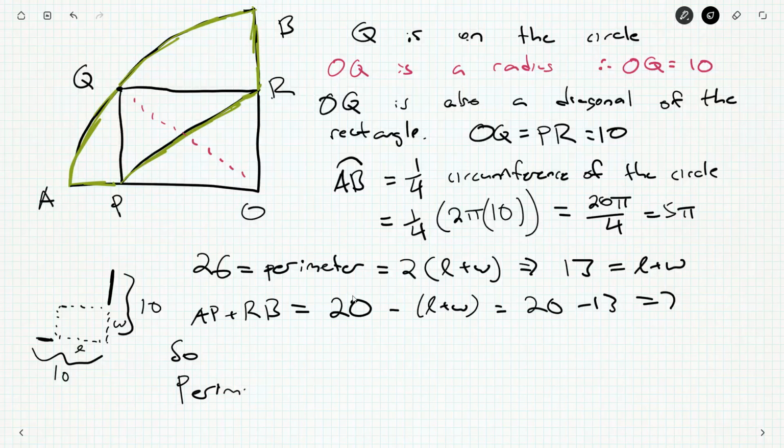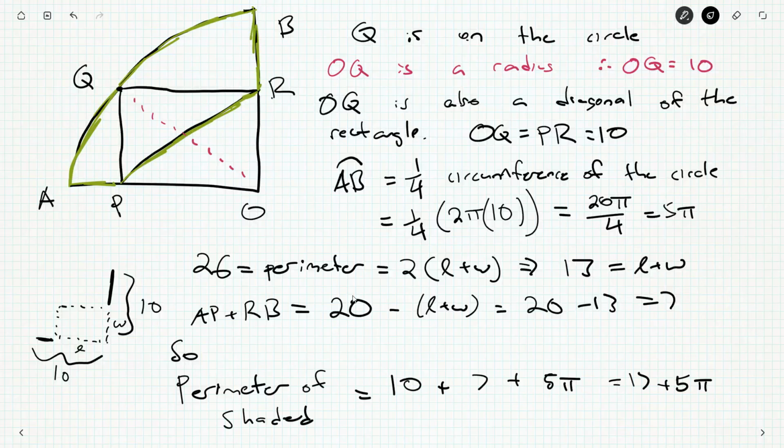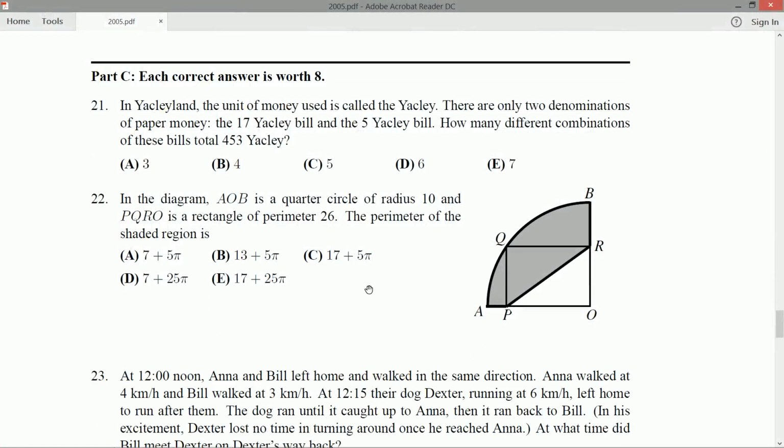So the perimeter of the shaded figure is 10 for PR, plus 7 for AP plus RB, plus 5 pi for that arc: 17 plus 5 pi, and that was C. So there we go. We were able to work it all out, and it didn't take us that long. So it was a good question.